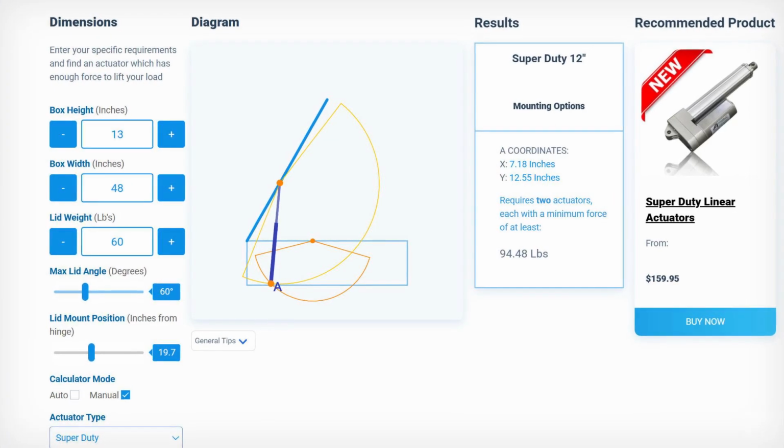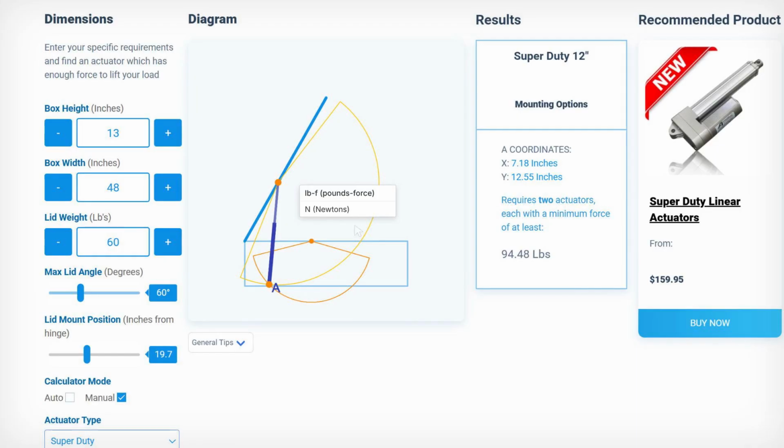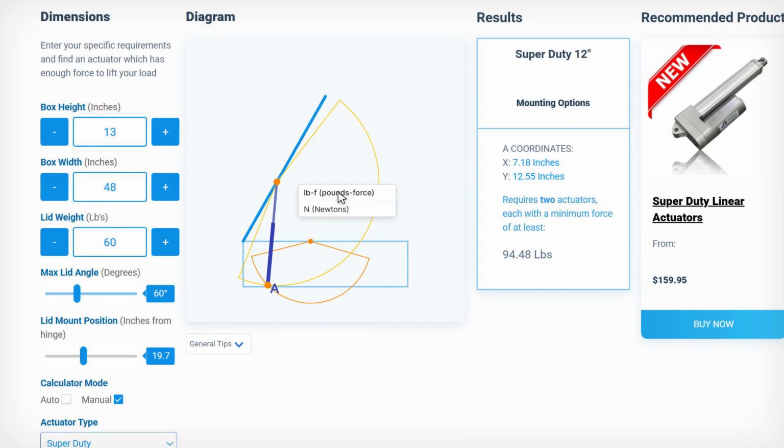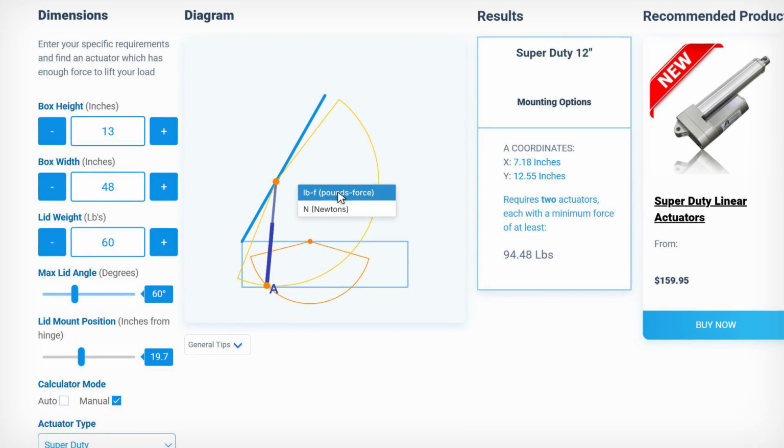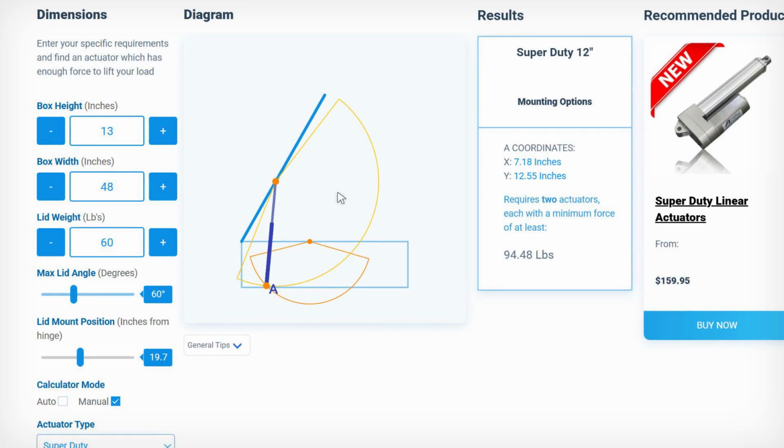Notice the drop-down menu offers 3 unit options: pounds force, newtons, and kilogram force. For this demonstration, I'm using pounds force.